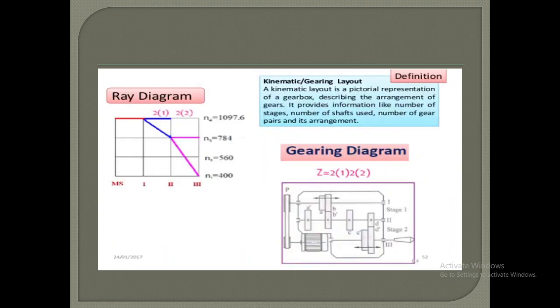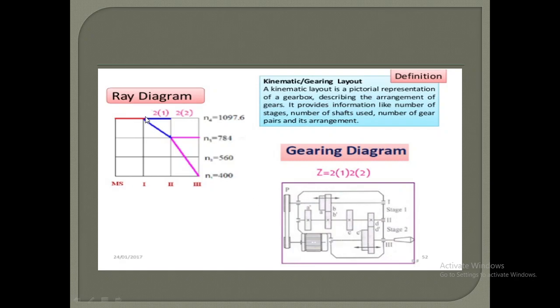Yes, good. See, here 2 1 is there, and 2 2 is there. The same thing is shown here. And how to draw the kinematic gearing layout, or gearing diagram, or kinematic diagram? This is the pictorial representation of the gearbox. We'll get the arrangement of the gears. Again we'll get information like the number of stages, the number of shafts used, and the number of gear pairs used. All this information is given from the gearing diagram.